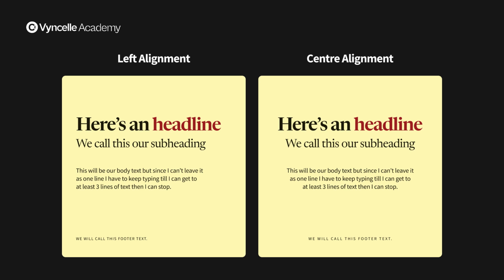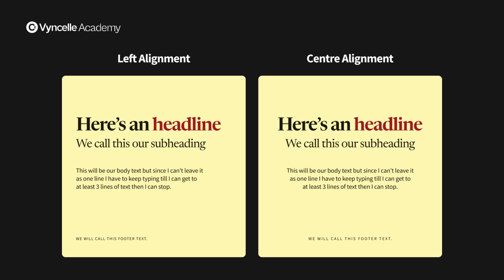Now, look at these particular designs, right? You have one that says left alignment, you have one that says center alignment. For the left alignment, of course, the alignment is towards your left. You see the headline towards the left, the superheading towards the left, the body text towards the left, and then the footer text also towards the left. But for the center alignment, everything is towards the center. From the heading to the subheading to the body text to the footer text, everything is down through the center.